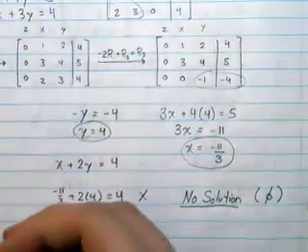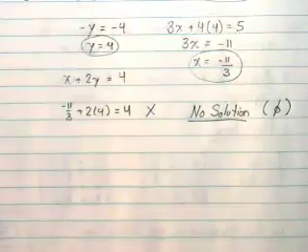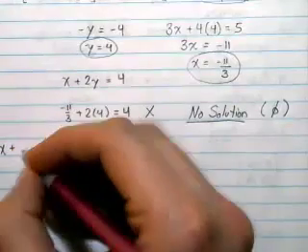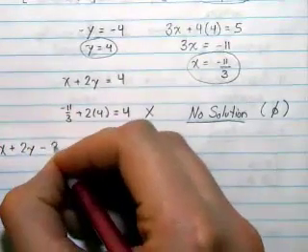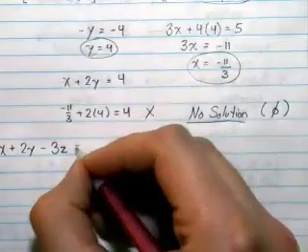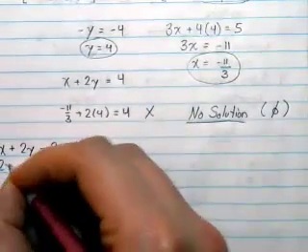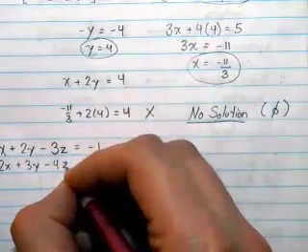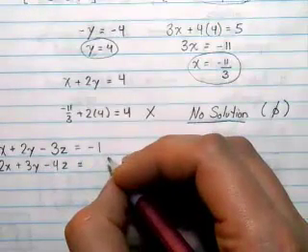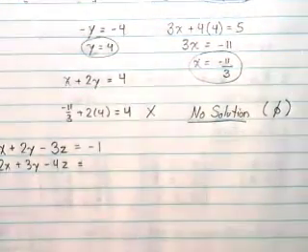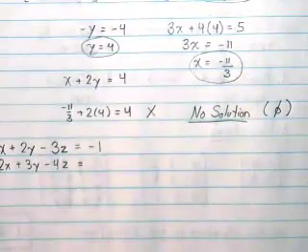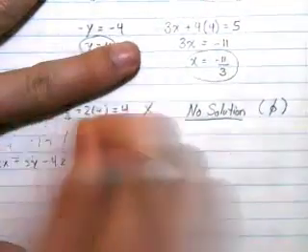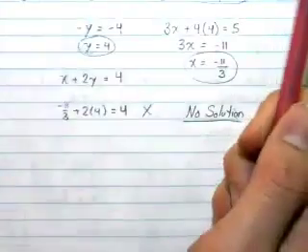Okay, so let's take a look at that. See if I can find the system that we got here. Yeah, okay, so x plus 2y minus 3z equals negative 1. 2x plus 3y minus 4z equals... Oh, is that the one I want? Stop for a second. Sorry, I was looking at the wrong one.